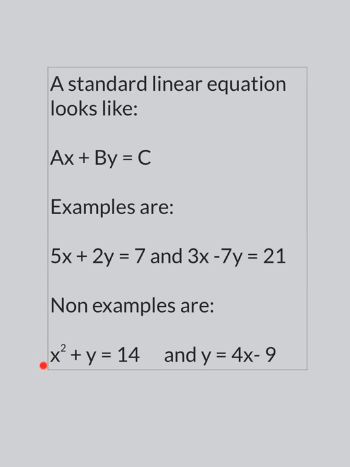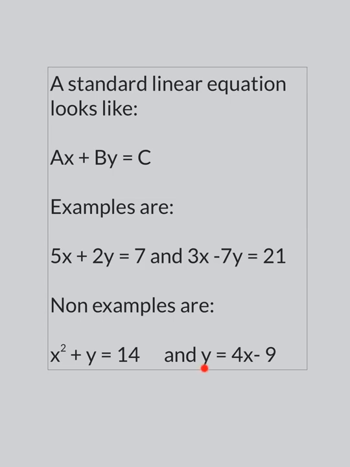Here we have x squared plus y equals 14. It looks like it's in standard form because the pattern matches. However, this is a quadratic equation because of the x squared.